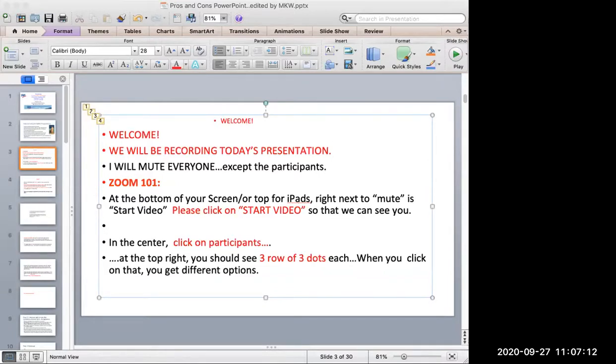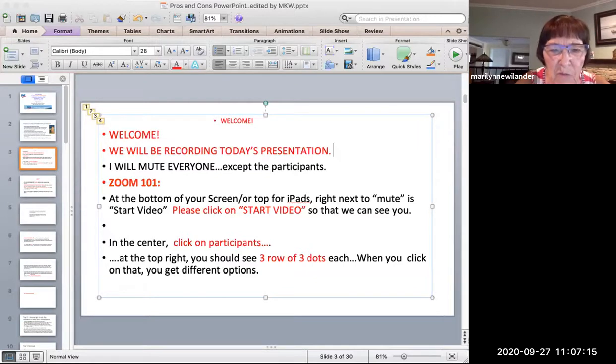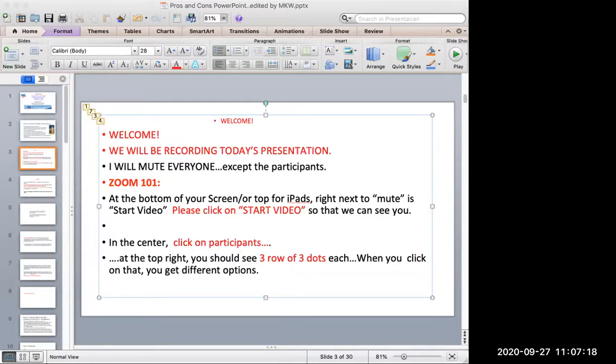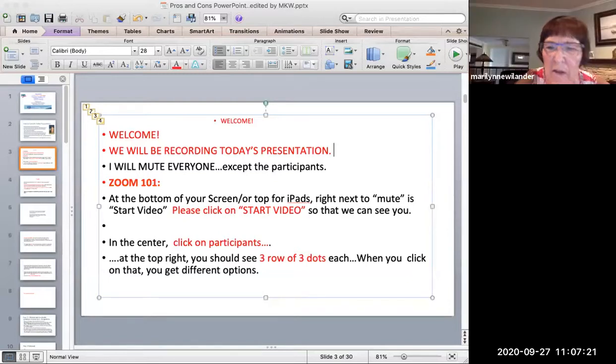So I was going to mute everybody, but it looks like everybody did that for me, which is one less task to remember. So I want to do a quick Zoom 101. On Monday we had a wonderful Zoom meeting, but we realized that not everybody knows how to use Zoom. At the bottom of your screen, or on the top for iPads, right next to mute is start video. It's nice if people can start the video so that we can see your faces instead of just your name, but that's a personal choice, of course. In the center, you can click on participants, and if you click on the three dots, you get different options. So hopefully everybody understands Zoom 101.